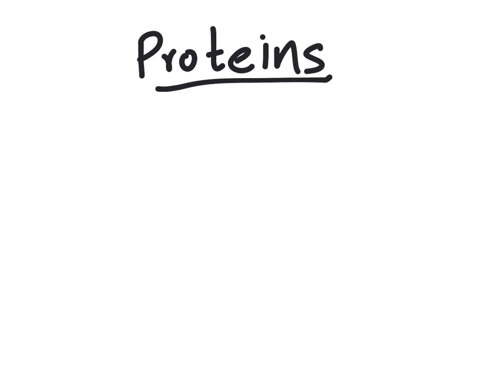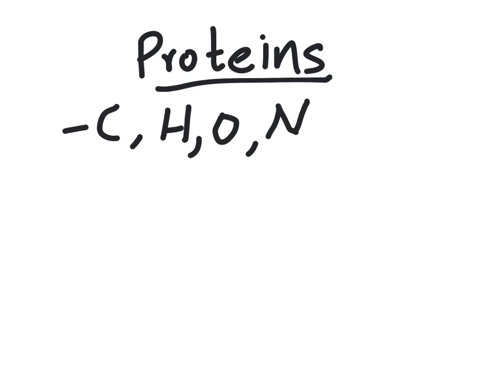Right, let's see what the components or elemental composition of proteins are. In carbohydrates, we had carbon, hydrogen, and oxygen. Here also we have all those three. In addition to that, we have nitrogen and sulfur. Right?